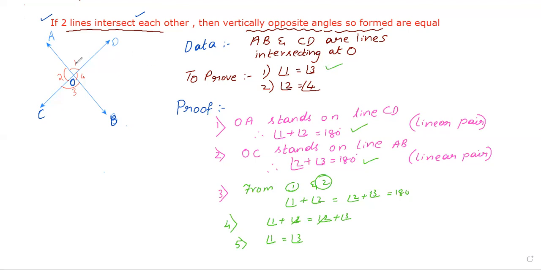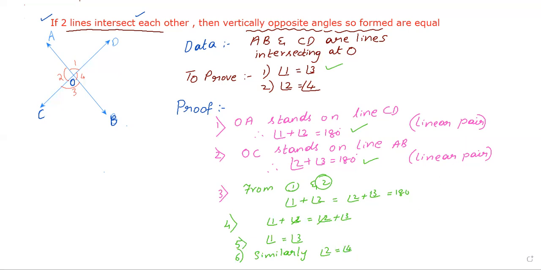Similarly, if you take OD standing on AB, 1 plus 4 is equal to 180 degrees. Similarly, OB stands on CD, therefore 3 plus 4 is equal to 180 degrees. So equate that, and you're going to get angle 2 and angle 4 will be equal. Instead of writing the whole lot again, I can just write similarly, you have got angle 2 is equal to angle 4. Fine. So this is how you're going to prove the statement.